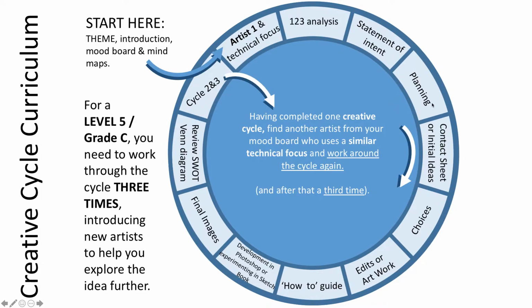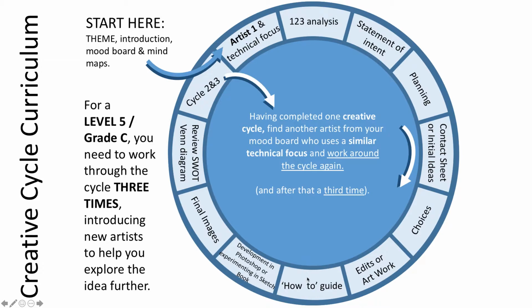We then go on to the planning. There will be an element of planning. We do need to incorporate drawing within that now within the new specification for photography. And then there'll be the contact sheet or your initial ideas. So these could be in sketches if you're an artist. There's then a section on choices. You need to explain which images, which ideas are you going to carry on with and what are the reasons behind these choices. There then should be your edits or your actual artwork.